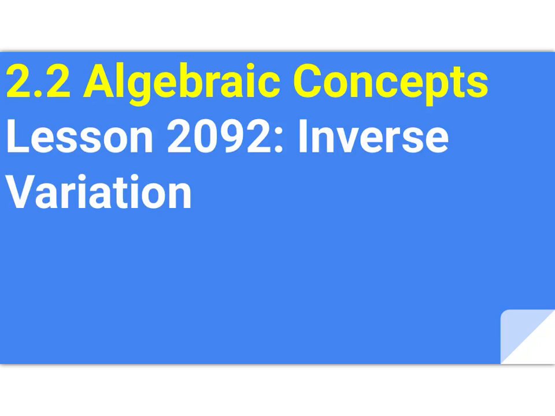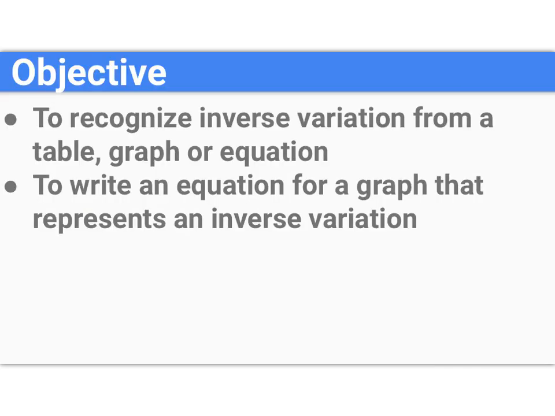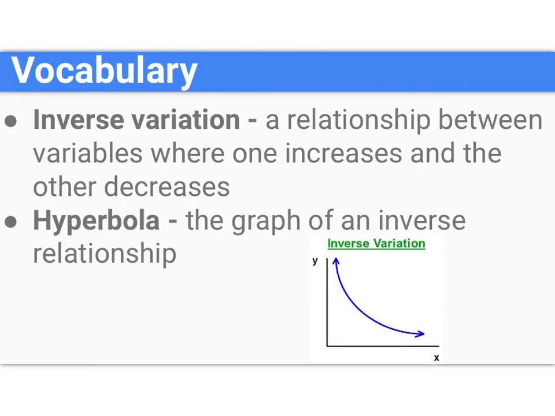Welcome to lesson 92 of algebraic concepts, inverse variation. Okay, so here's our objective, inverse variation, a hyperbola. If you remember back a couple lessons ago, we talked about quadratics. Well, this hyperbola is a little bit similar to quadratics. Well, the shape of it at least is.